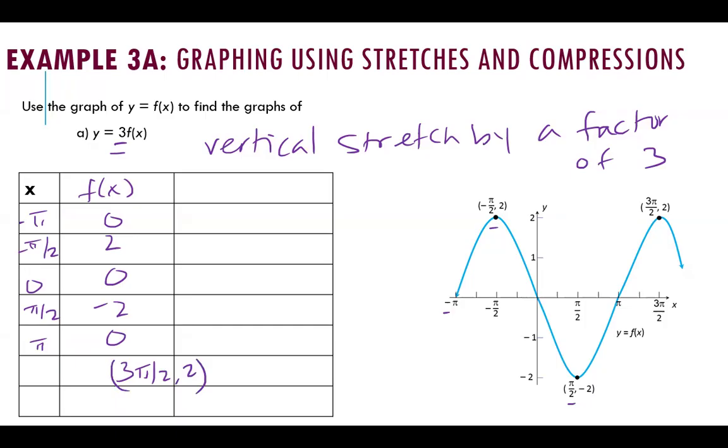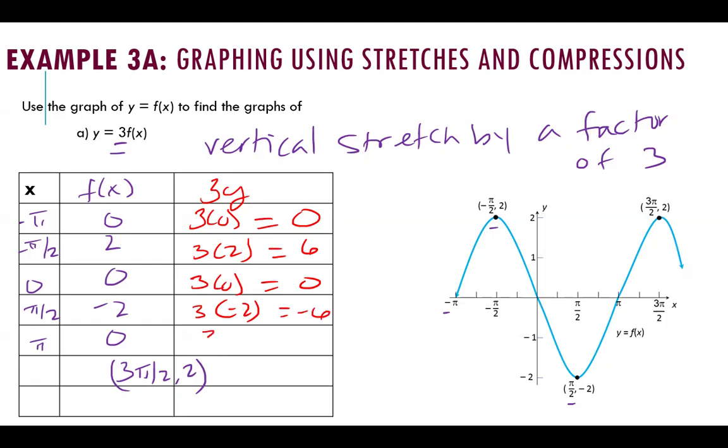The transformation says that I am multiplying all of my y's by 3. So my new y's are going to be 3 times 0, which is 0. 3 times 2, which is 6. 3 times 0, which is 0. 3 times negative 2, which is negative 6. 3 times 0, which is 0. And then 3 times 2, which equals 6.